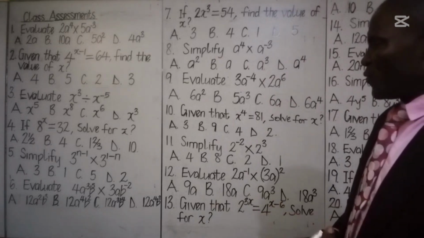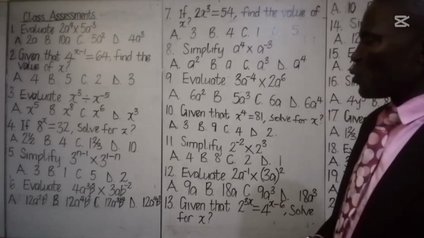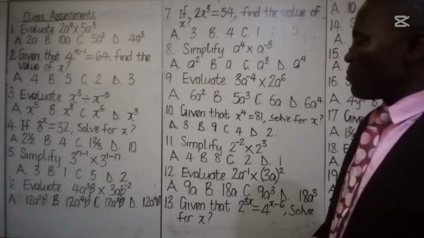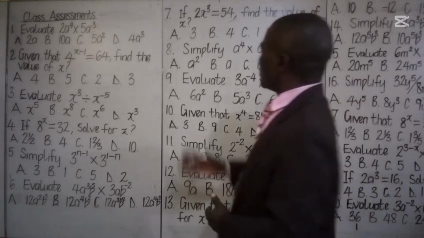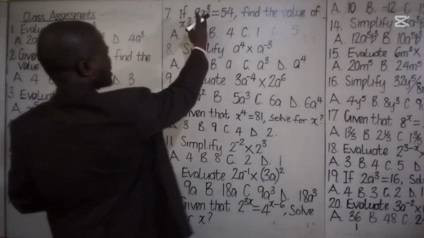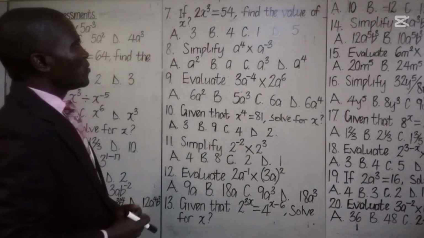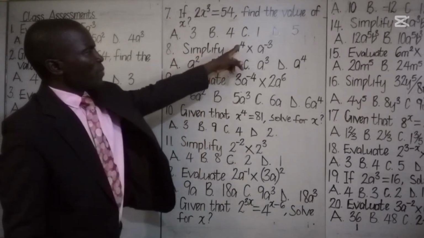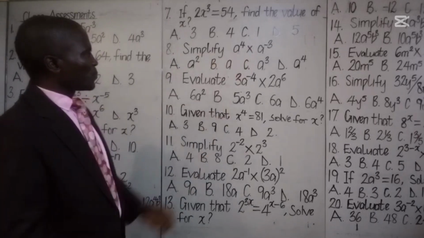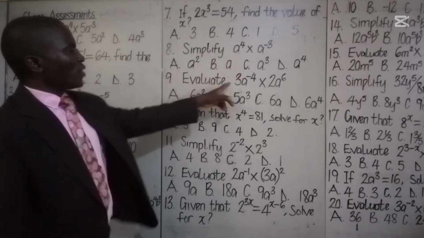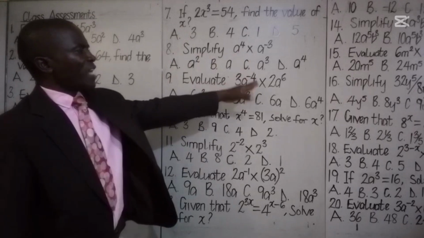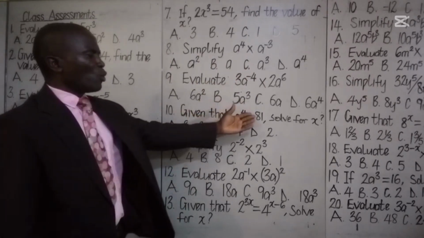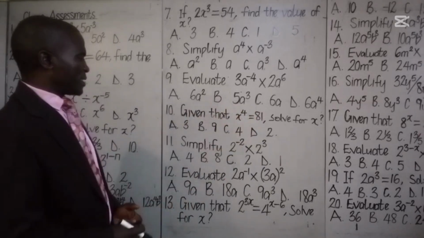6. Evaluate 4a raised to power 3 b raised to power 5 times 3a raised to power 1 b raised to power minus 2. 7. If 2x raised to power 3 is equal to 54, find the value of x. 8. Simplify a raised to power 4 times a raised to power minus 3. 9. Evaluate 3a raised to power minus 4 times 2a raised to power 6. 10. Given that x raised to power 4 is equal to 81, solve for x.